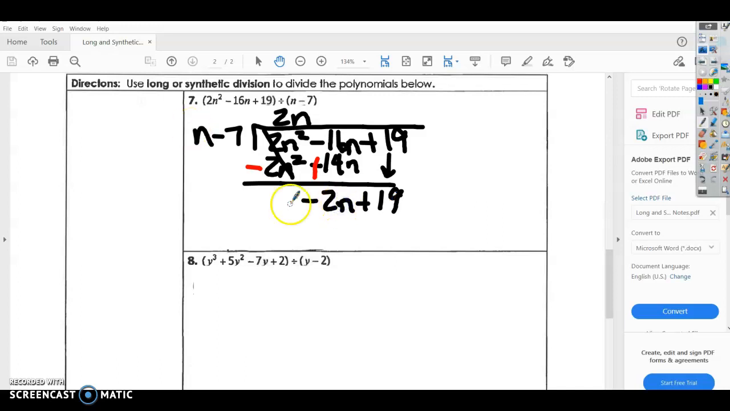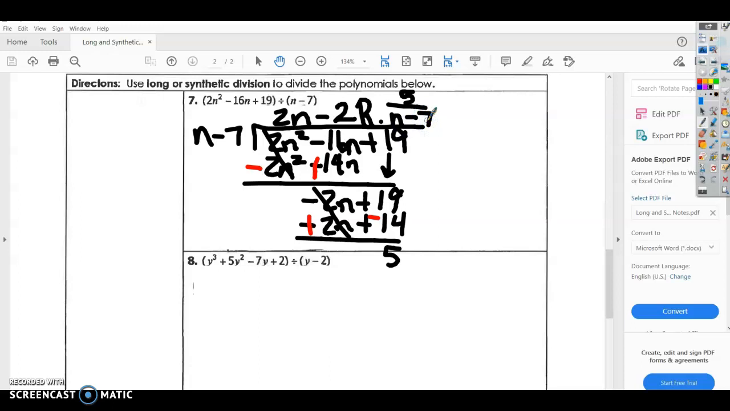All right, n goes into negative 2n, negative 2 times. Negative 2 times n is negative 2n. Negative 2 times negative 7 is plus 14. Again, I'm going to subtract all the way across. Subtract a negative makes that plus, and it makes that negative. Then I'm going to add down. After I do that, the first column will cancel, and then 19 minus 14 would be 5. N does not go into 5, so 5 is my remainder. Again, I'm going to put the remainder over this n minus 7.